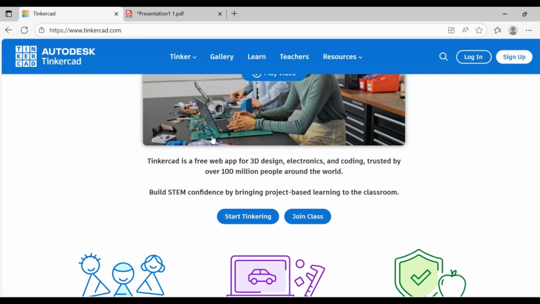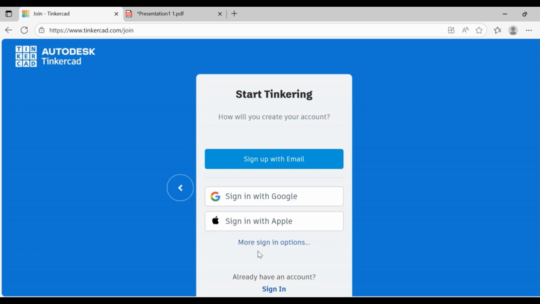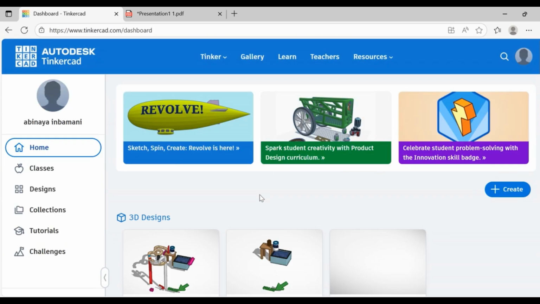We have two options in Tinkercad, Login and Sign Up. Click Sign Up. Create a personal account using your mail ID. You can just click that option. Try signing in with Google. And now you are in the dashboard of Tinkercad.